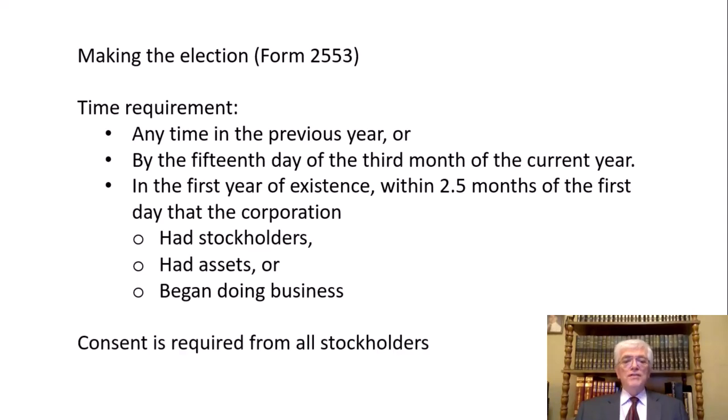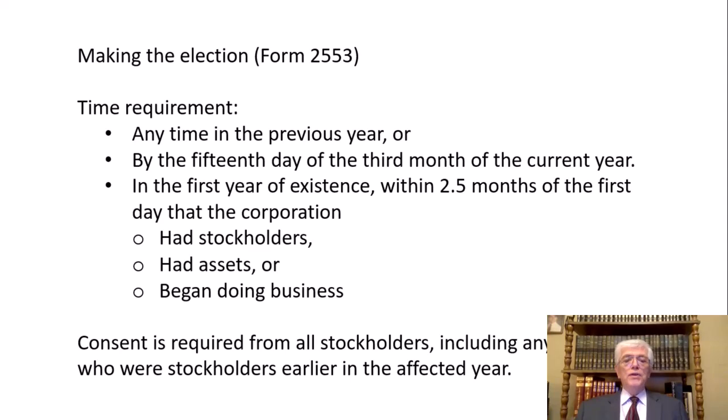Consent is required from all stockholders, including any who were stockholders earlier in the affected year. So you've got until March 15th if it's a calendar year corporation. Anybody who was a stockholder from January 1 to March 15th, even if they're not a stockholder anymore, must consent to making that corporation an S corporation. Because, of course, if it's an S corporation effective January 1, they're going to have income from that corporation probably, and they would need to consent to that corporation being an S corporation.